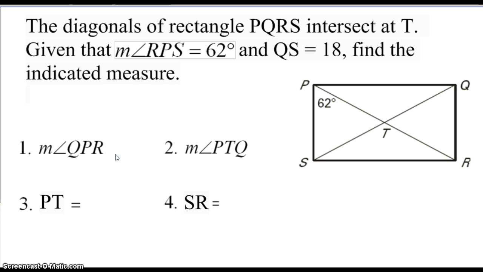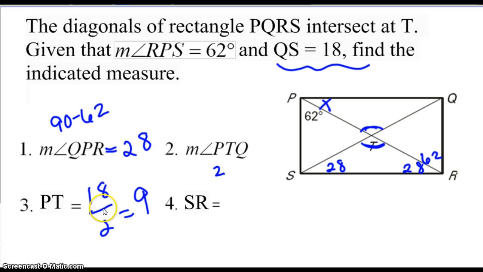So first thing I'm going to do is I'm going to say I know that the entire diagonals, both of them, are 18, because that's what my direction says. Okay, so I have to do this kind of quick, but PT is going to be half of the diagonal. So if the whole diagonal is 18, it's going to be 18 divided by 2 is 9. If this is 62, the one thing I'm going to remember about rectangles is that the corner is 90. So if this is 62, I can find x by taking 90 minus 62. So this is 28 because that's where I put x.